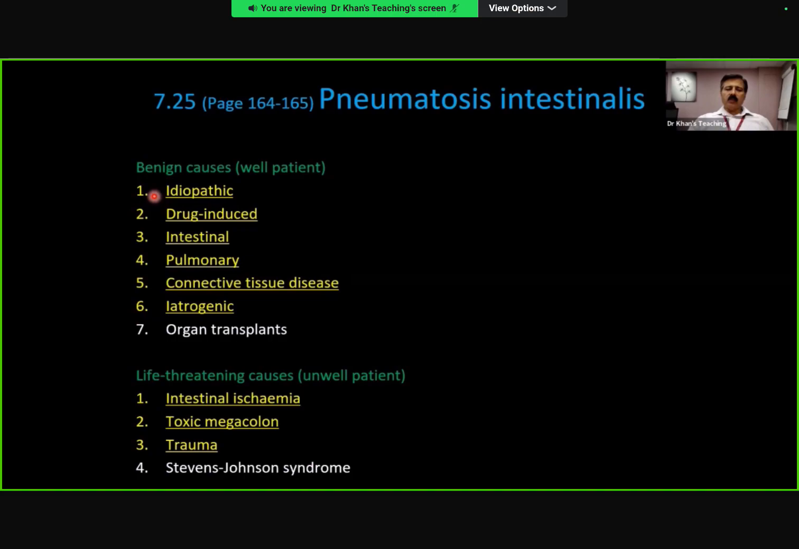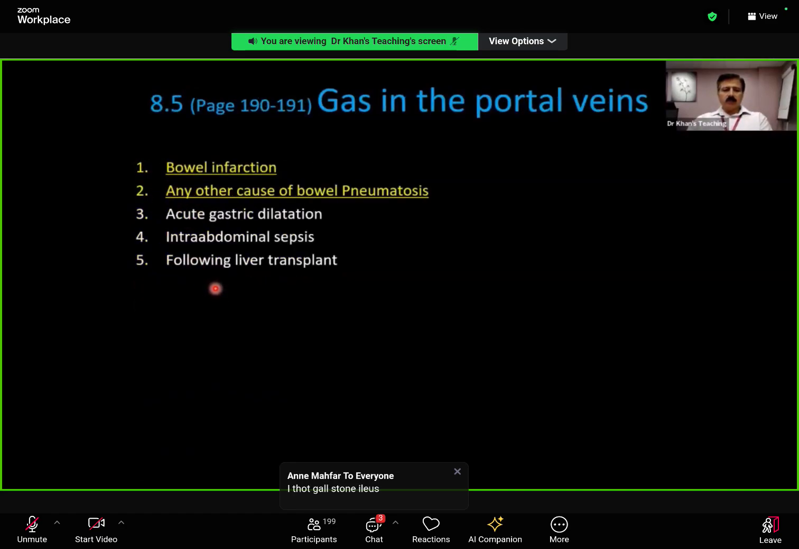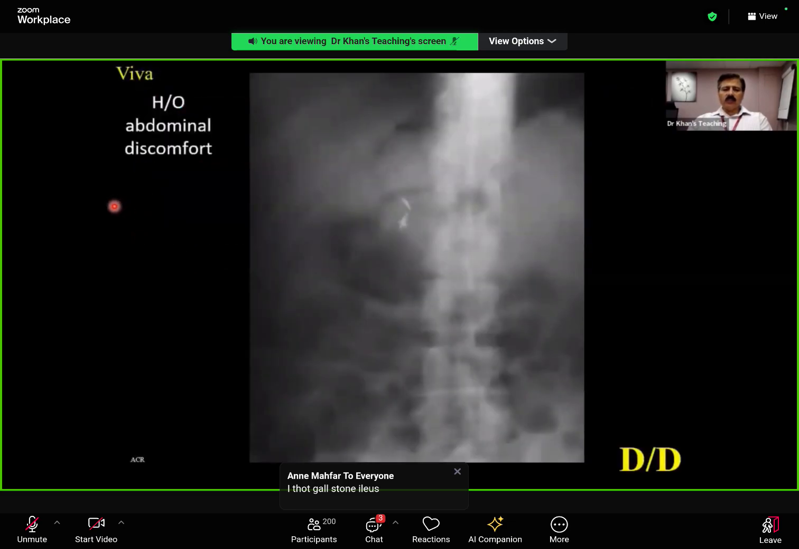What happens is that these bubbles, idiopathic means we don't know what has happened, they might burst, and these patients might come to the hospital with pneumoperitoneum. But this is what we call pneumoperitoneum without any peritonitis. So you have to understand this. So this is a very important exam case. Gas in the portal vein has got a differential, which is here. All of you know this, infarction, etc.